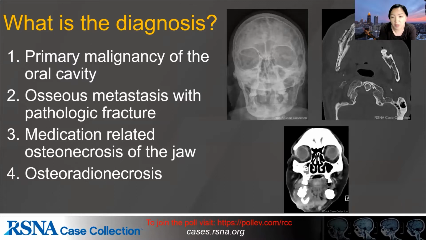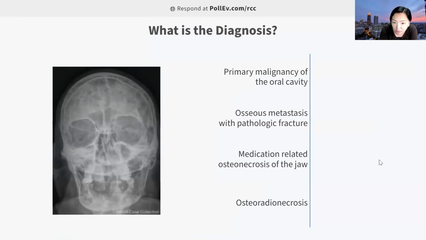So keeping our patient's history of multiple myeloma in mind, what is the diagnosis here pertaining to that right jaw? Is this a primary malignancy of the oral cavity? Is this osseous metastasis with a pathologic fracture? Is this medication-related osteonecrosis of the jaw? Or is this osteoradionecrosis? Again, remember that she has a history of multiple myeloma. So we'll take some votes.